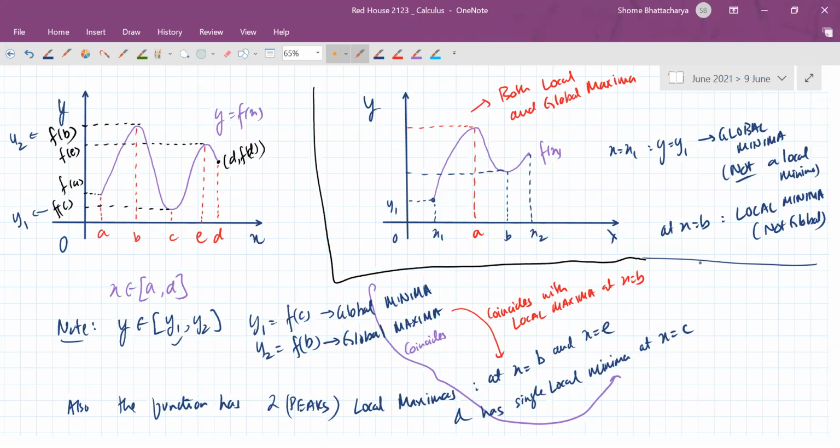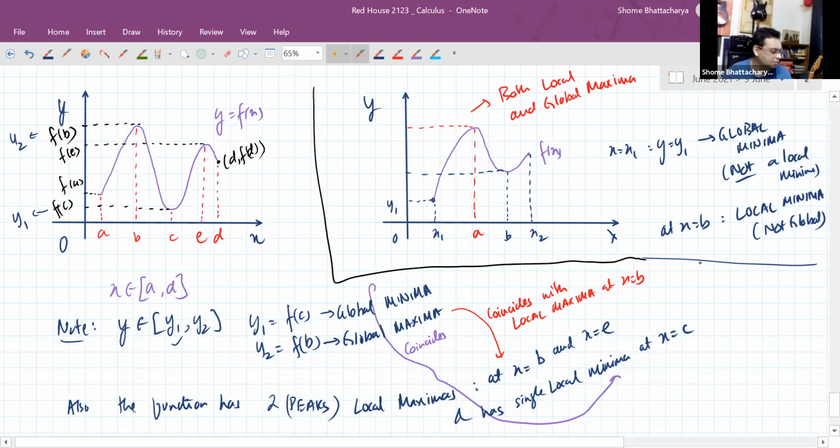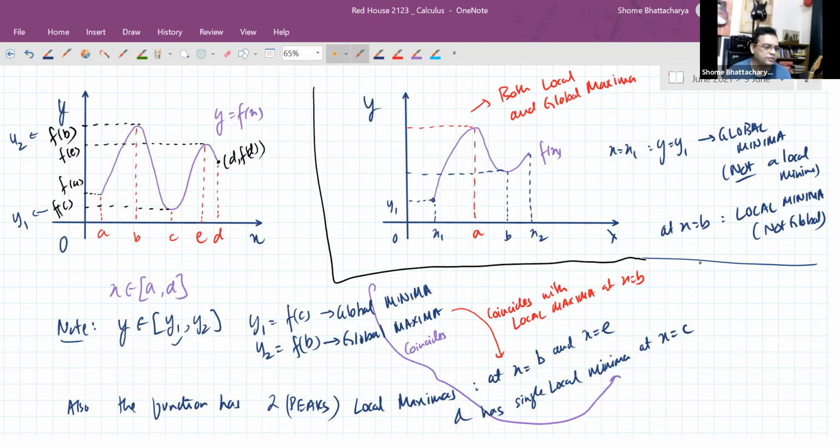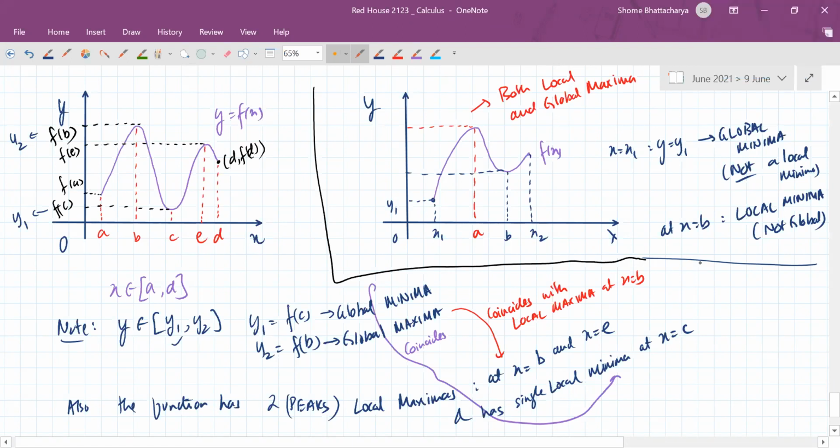Sir, so every global maxima and minima are local? Sorry, come again, beta. Every global maxima and minima is local maxima and minima? No, no. See the graph I have drawn on the right side. What is happening in it? Global maxima is also local maxima, but the global minima is not a local minima. You see it now?